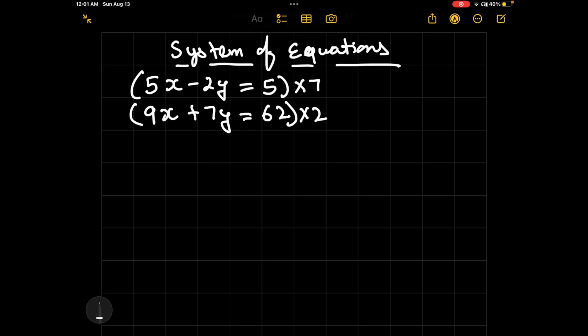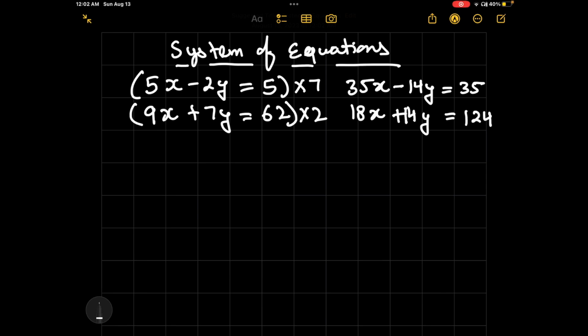I will write them over here. Multiplying 7 with 5x, we get 35x minus 14y is equal to 35. This is the first one. Then multiplying by 2 for the second one: 18x plus 14y is equal to 62 times 2. 60 times 2 is 120 and 2 times 2 is 4, so 124. These are our two new equations.